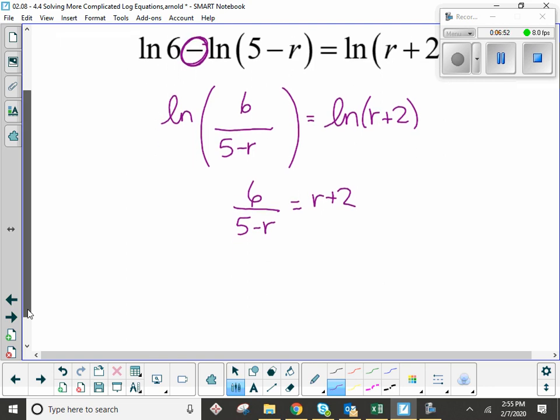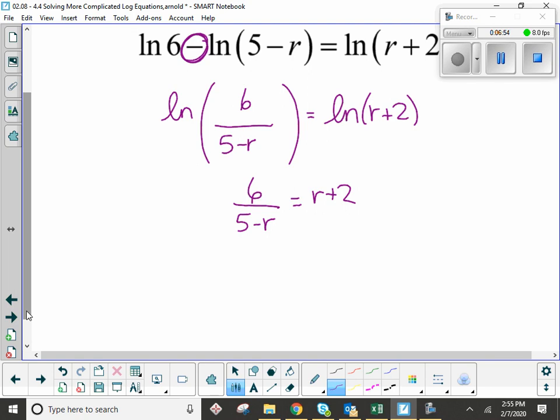So for this problem right here, what do you feel like we could do to get started solving for R? Multiply both sides by 5 minus R. That's how I would start, because I like to get rid of the denominator as soon as possible. So I'm going to do that. Multiply both sides by 5 minus R. I like mixing red and purple. It makes me happy.